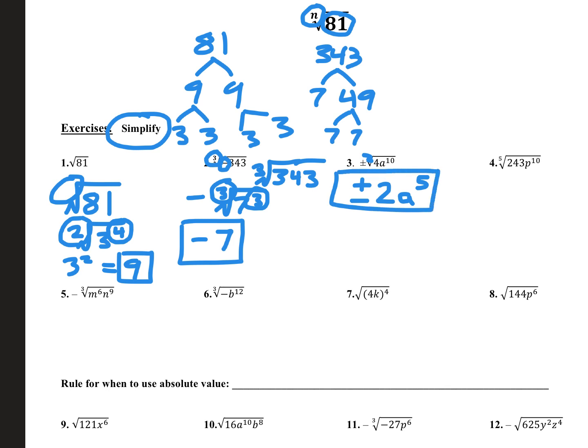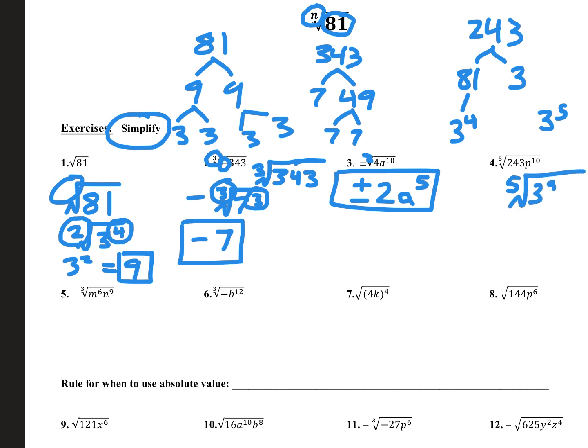If we did a tree diagram for 243, that's 81 times 3. We just did 81, so I'm going to take a shortcut. 81 is 3 to the 4th, so 243 is 3 to the 5th. If I'm dividing my inside exponents by the index, I get 3 to the 1st, p to the 2nd.